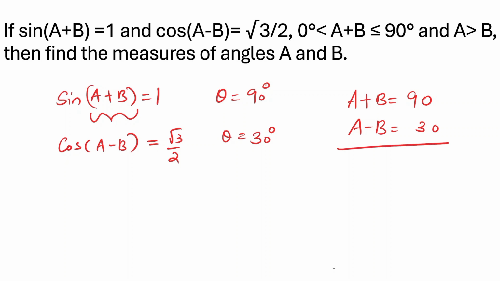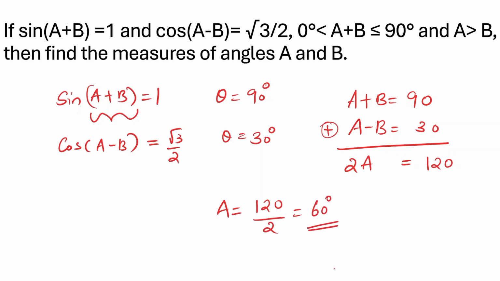Just solve this. We can add these two equations to solve. 2A is 120, so A would be 120 divided by 2, 60 degrees. If A is 60 degrees, B must be, A plus B is 90, so B must be 30 degrees. So A is greater than B, that also is satisfied. And 60 plus 30 is 90, sin 90 is 1. 60 minus 30 is 30, cos 30 is root 3 by 2.